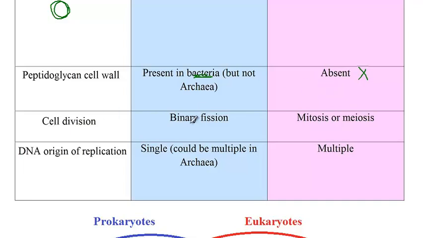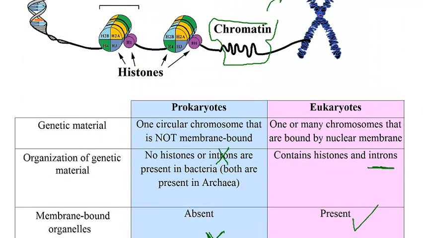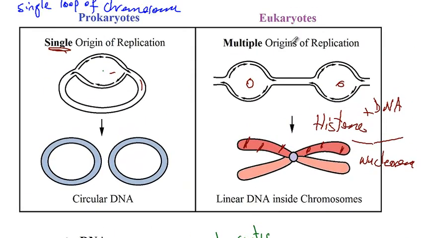We discussed how cell division in bacteria is by binary fission versus in eukaryotes it's by mitosis or meiosis. DNA origin of replication is single in bacteria versus multiple origins of replication in eukaryotes. And so this is again what I'm referring to. In bacteria, DNA replication starts from one point and goes all the way around from both sides. Versus in eukaryotic cells, multiple origins of replication initiate and then start spreading to different sides.